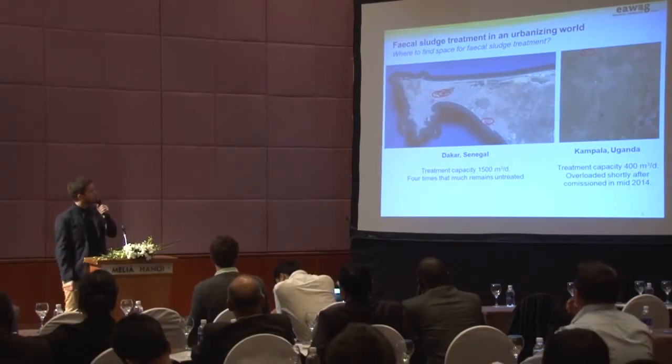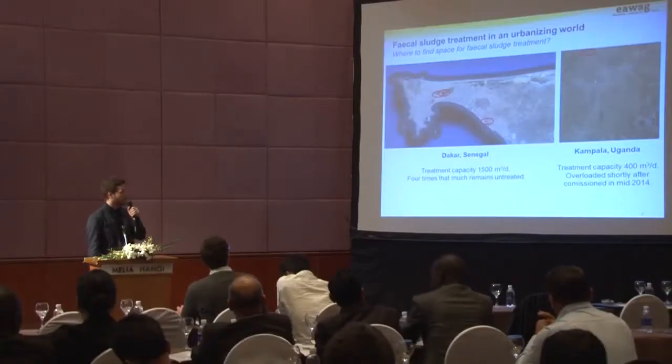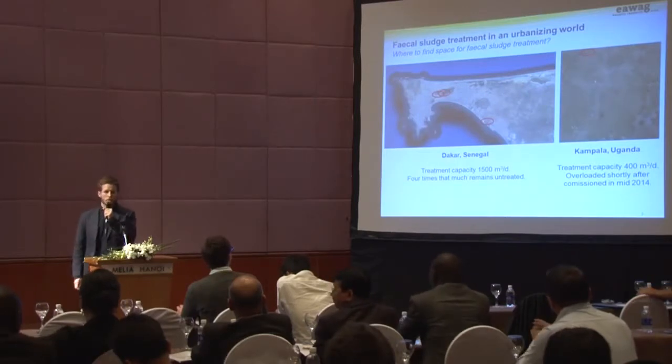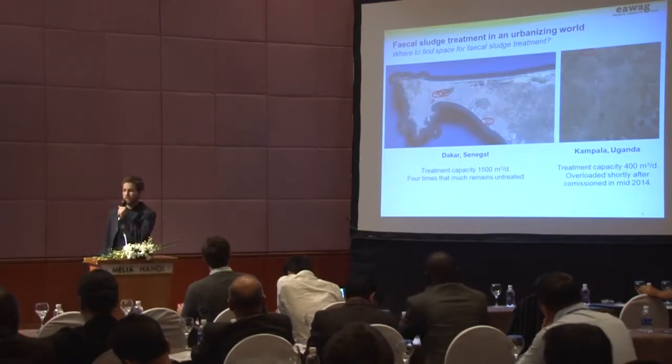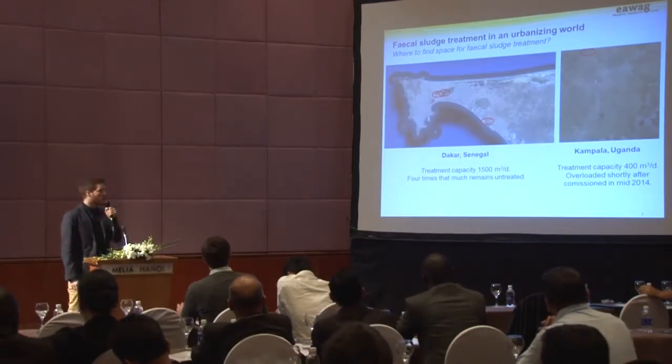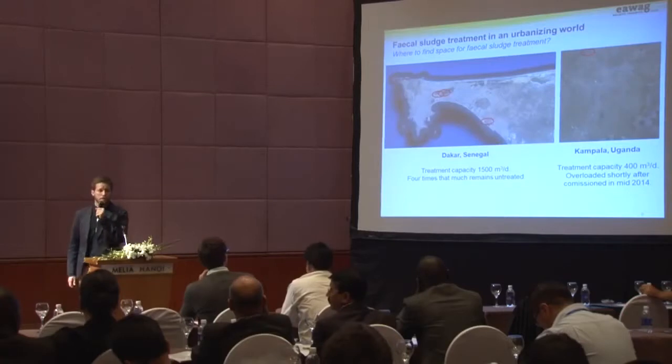Still, low-income areas are among the fastest urbanizing regions in the world, which is going to increase quantities of fecal sludge to be treated in the future. But even today, as we can see in these two examples, Dakar in Senegal and also Kampala in Uganda, even if treatment systems exist, there's a need to extend these treatment capacities to meet the needs of the people. So in Dakar, there are three treatment plants, as shown here on the map, with a treatment capacity of around 1,500 cubic meters a day, but much more remains untreated.